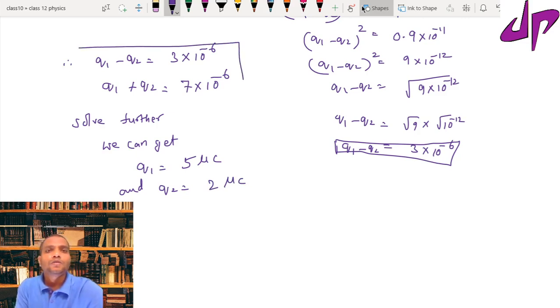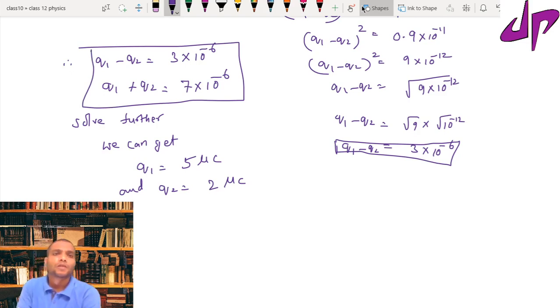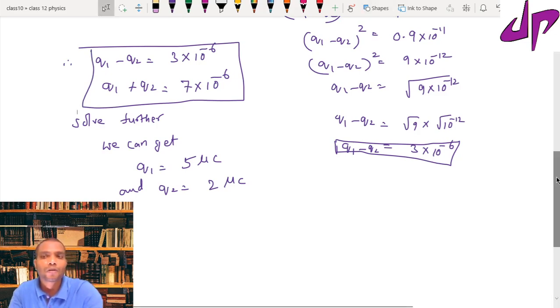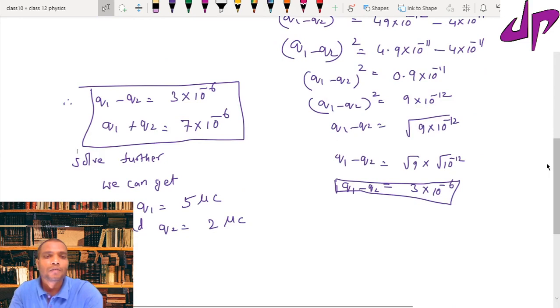By adding these two and subtracting these two, you can just solve these two expressions. So finally you can get the final results of the individual charges, the magnitude of the individual charges: Q1 equal to 5 microcoulomb and Q2 equal to 2 microcoulomb.